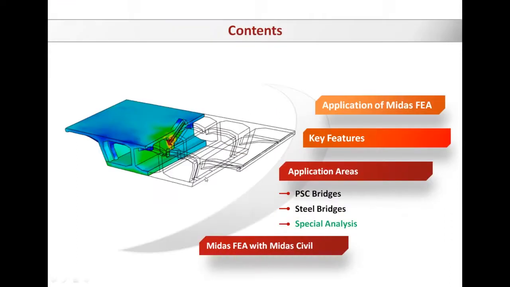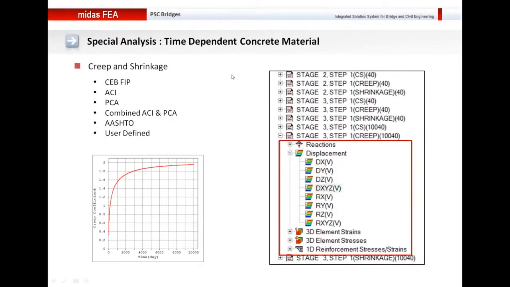You can also define the time-dependent properties for concrete. And here you can see that I have defined the creep and shrinkage properties for concrete. You have different codes which we have provided as a built-in feature in Midas FEA. We have CEB-FIP code, ACI, PCA, combined ACI and PCA, and AASHTO, by which you can automatically define the creep and shrinkage parameters of concrete. And if you want to define your own parameters, you can go ahead and define user-defined parameters for creep and shrinkage. And once you define these parameters, you can obtain different results for creep and shrinkage, as I've shown you here.